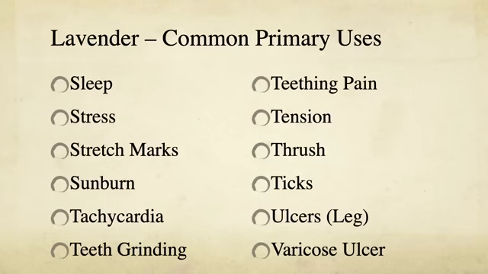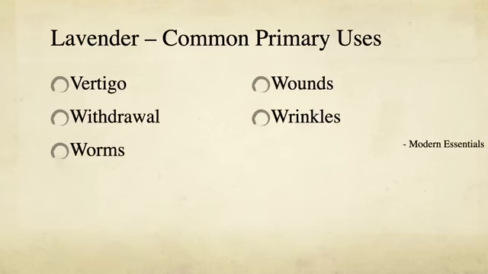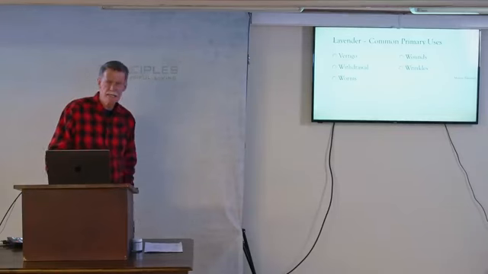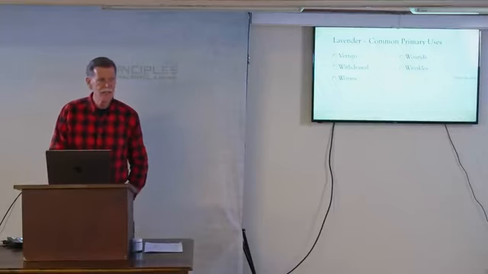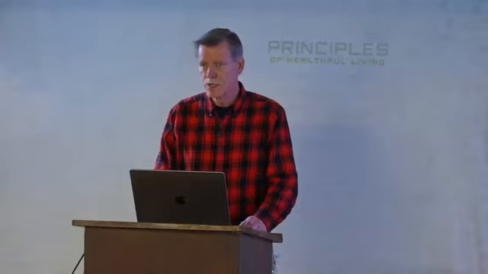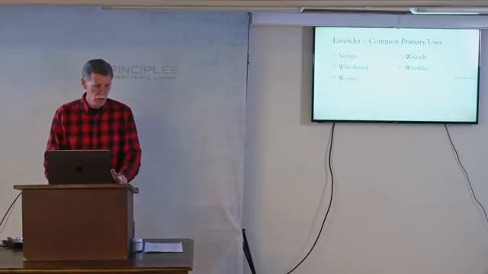Leg ulcers, varicose ulcers, vertigo. There's a product called D-Vertigo, D-I-V-E-R-T-I-G-O, D-Vertigo. It is the best thing I have found for vertigo. It has lavender and it's got a couple other essential oils in it, and it works very, very good for vertigo.